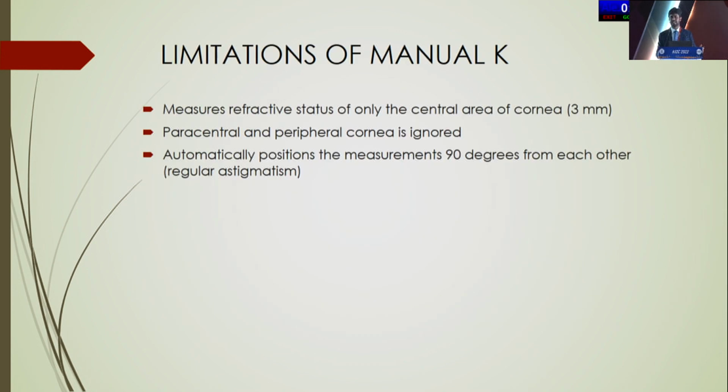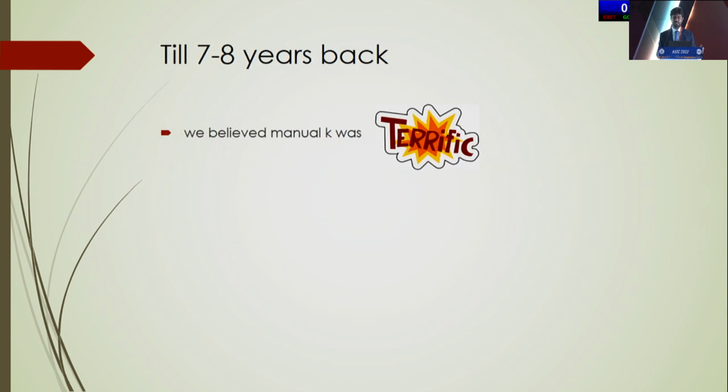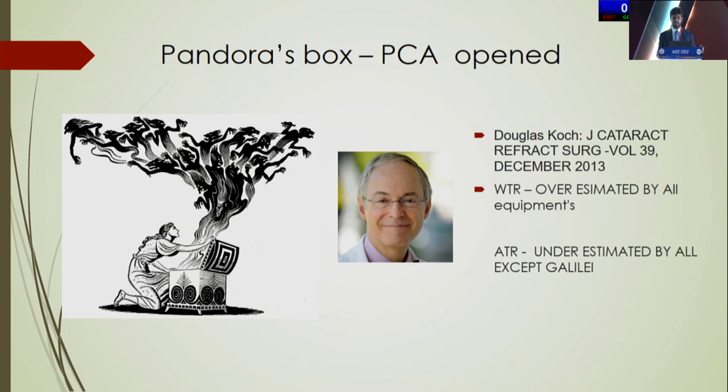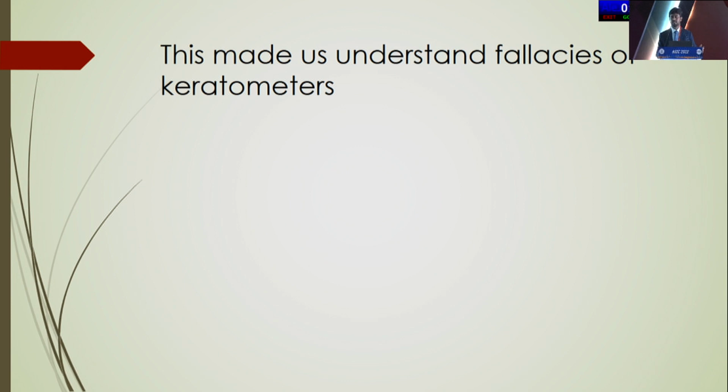However, this K had certain limitations. Mainly, it measured only the central cornea, and the peripheral and paracentral cornea was ignored. And we tend to ignore minimum irregular astigmatism if present. This was believed to be absolutely terrific till 7 to 8 years back, until Dr. Douglas Koch, with this landmark trial, opened a Pandora's box talking about posterior corneal astigmatism.